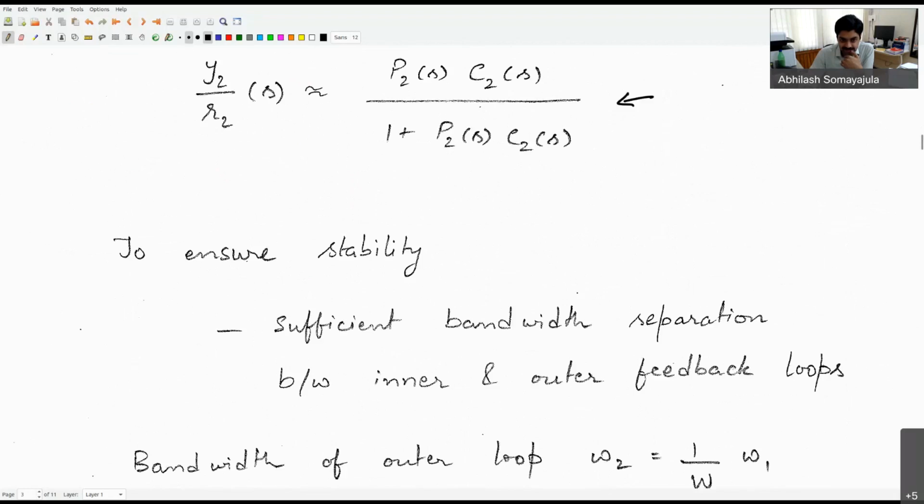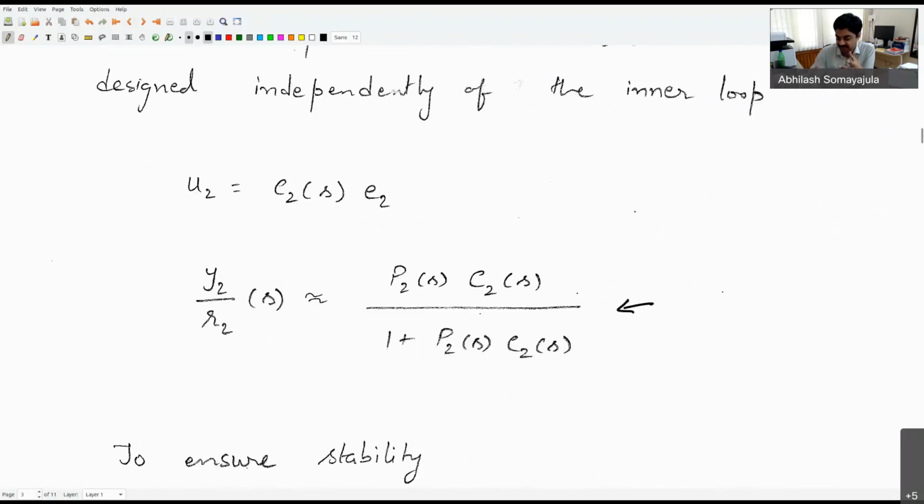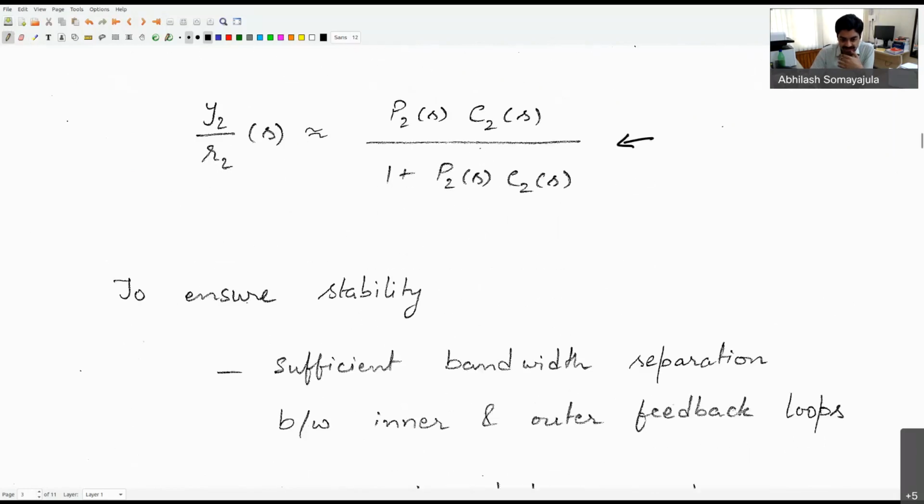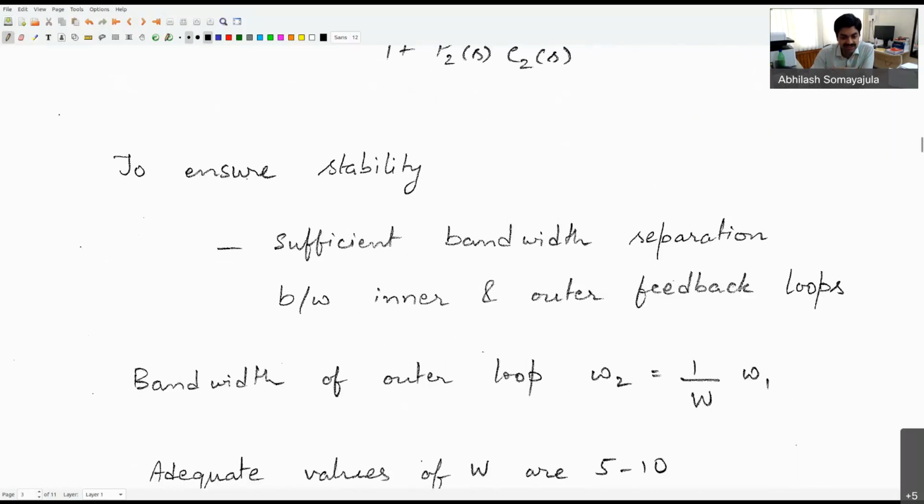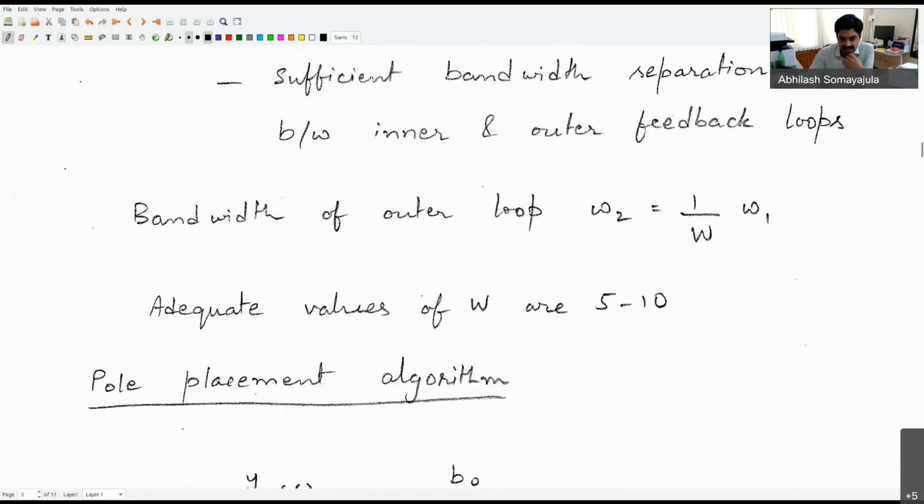And the idea is that if we want to make sure that this cascade of loops is stable enough, we want to ensure that there is sufficient bandwidth separation between the inner and the outer feedback loops. We typically want the bandwidth of the outer loop to be smaller than the bandwidth of the inner loop, so that the tracking can happen perfectly. A typical value of W will be 5 to 10, which means you expect about 1/5 to 1/10 of the bandwidth in the outer loop as compared to the inner loop.